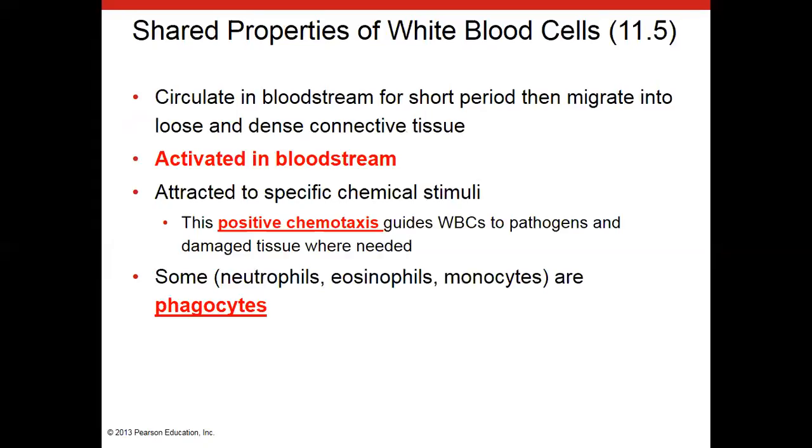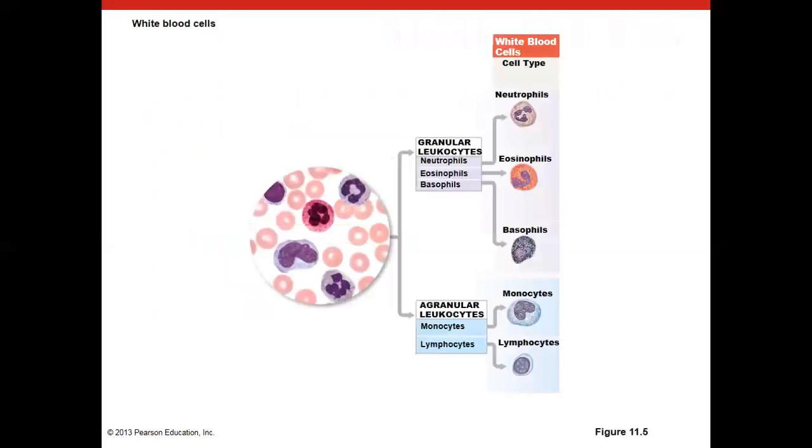So there's what's called positive chemotaxis, and that's basically white blood cells will migrate towards a chemical that they're attracted to. And that can guide white blood cells to pathogens and help them destroy those pathogens or damage tissue and clear it or heal it where needed. And some of them are phagocytic, so they can engulf pathogens or parts of a pathogen. And phagocytes are 3 types: neutrophils, we're going to talk about these here shortly, eosinophils, and monocytes. Those are phagocytic white blood cells.